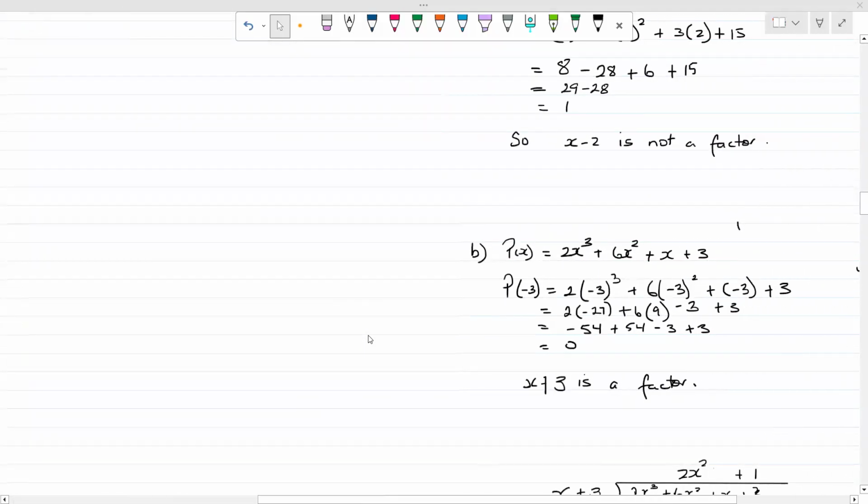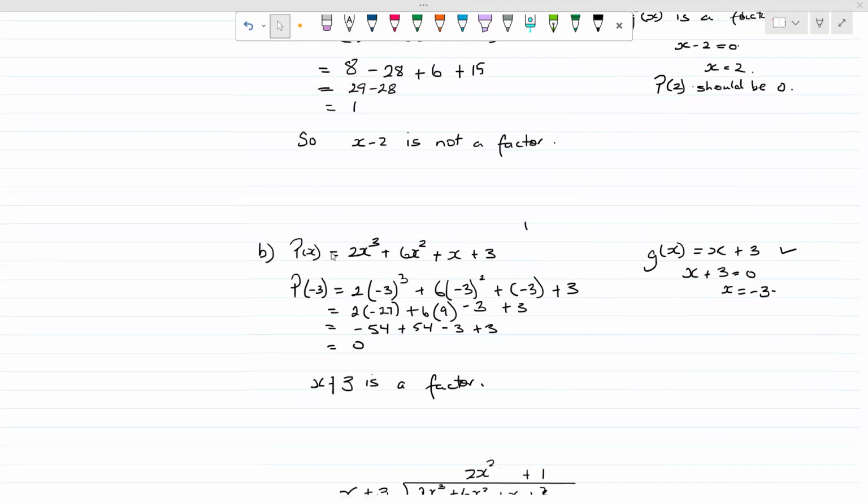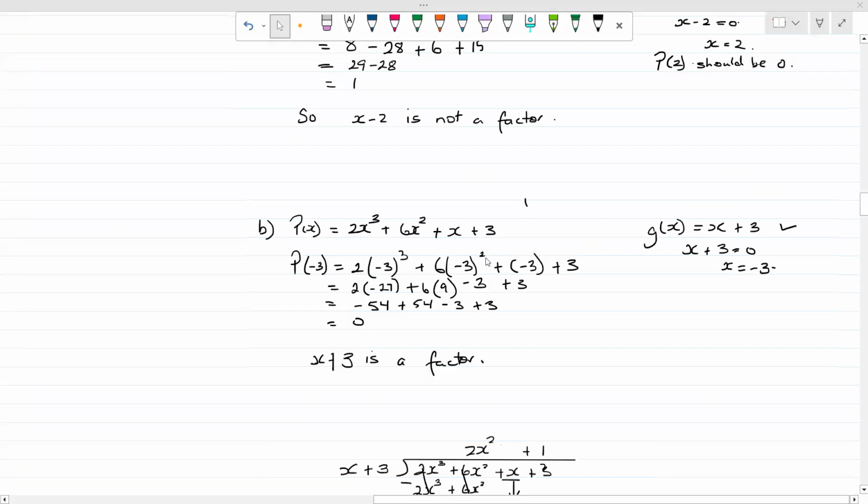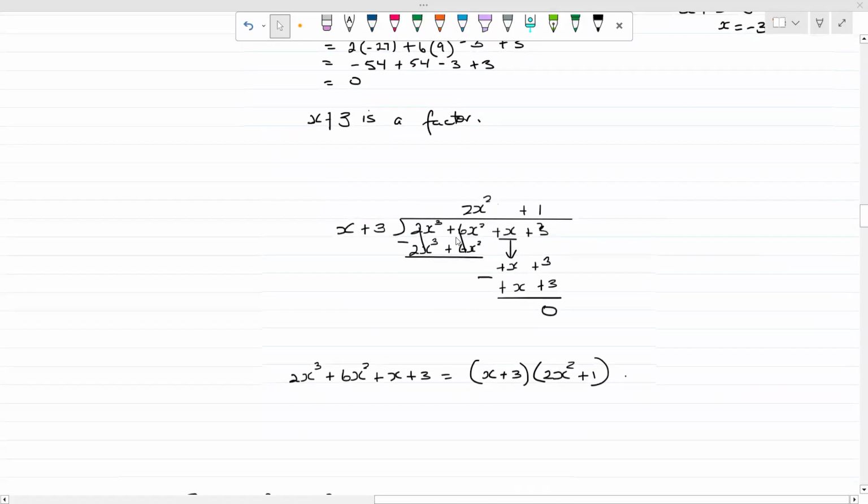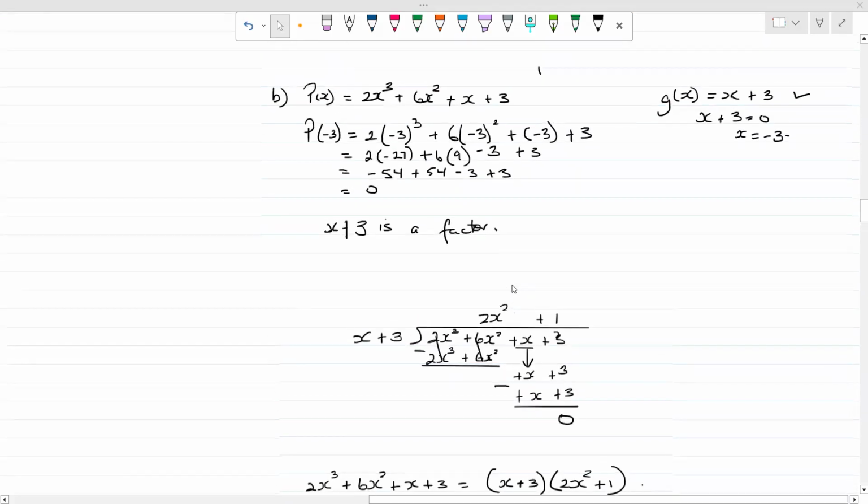If we need to find the other factors of 2x cubed plus 6x squared plus x plus 3, I'm taking it a step further here, right? We could then use this factor, which is x plus 3, and we could divide that polynomial, 2x cubed plus 6x squared plus x plus 3, and we will find the other factor of the polynomial. So when we fully factorize this, what we will get is x plus 3 and 2x squared plus 1, right? So I just went a step further here to show you how you could find the other factors of the polynomial using the factor theorem. Yeah?